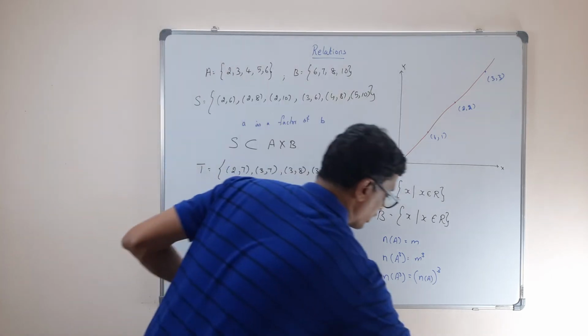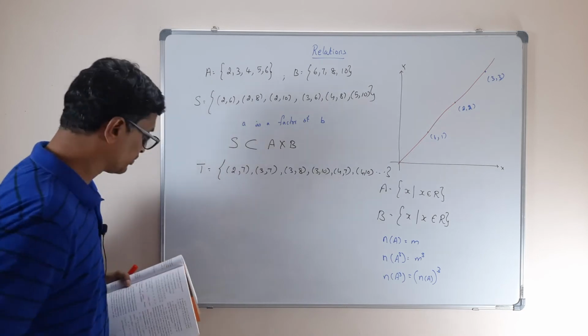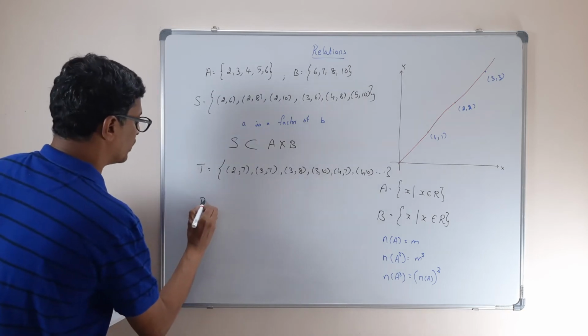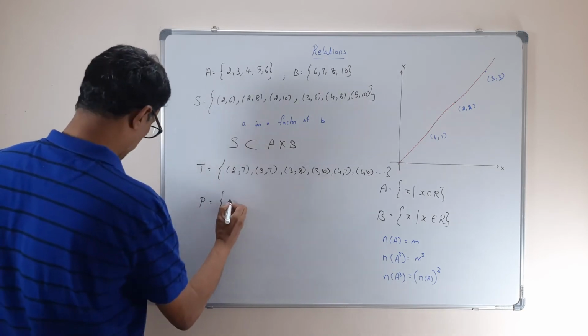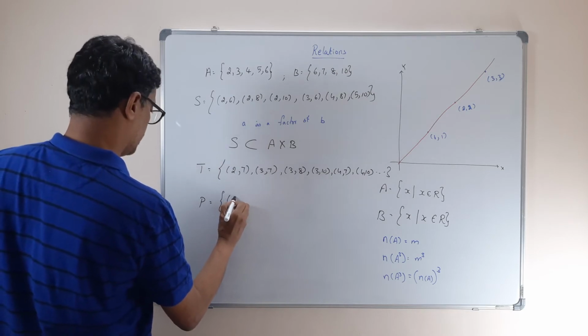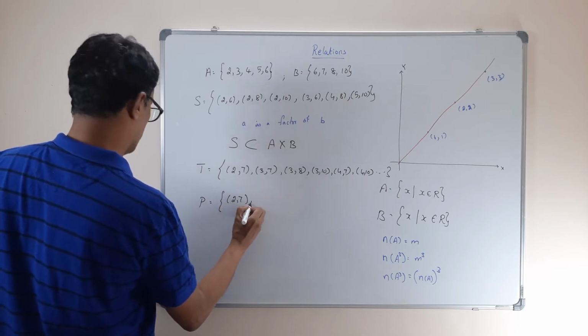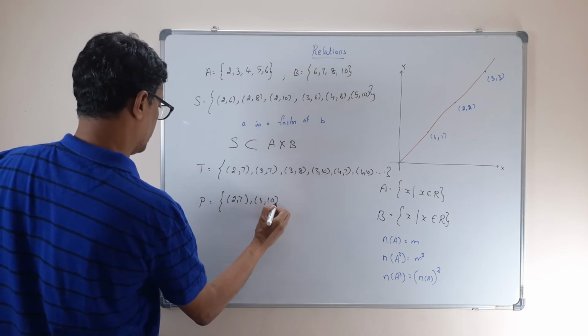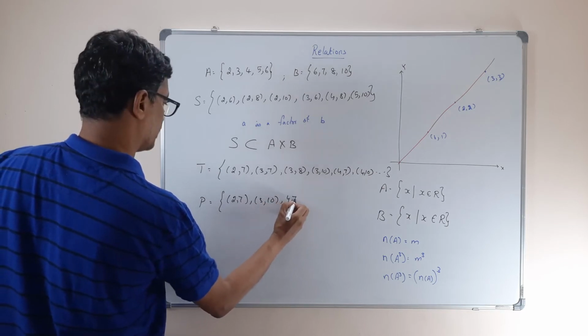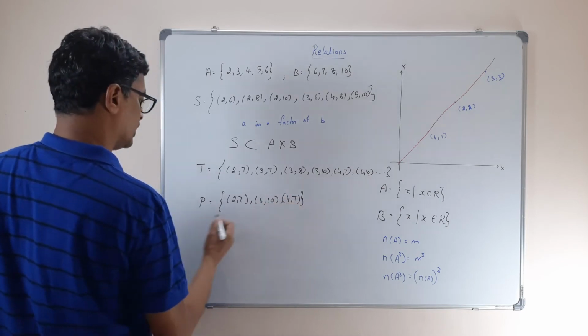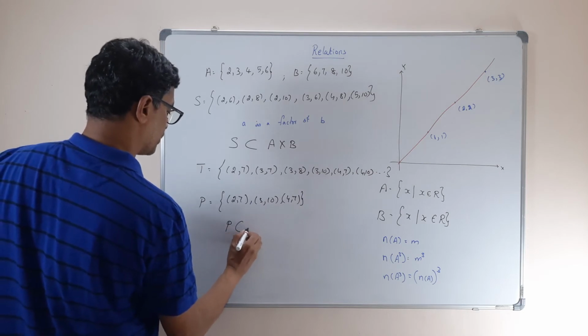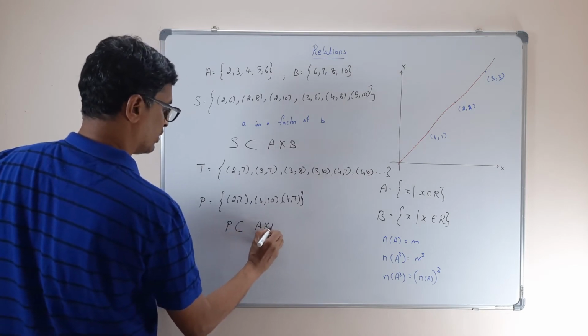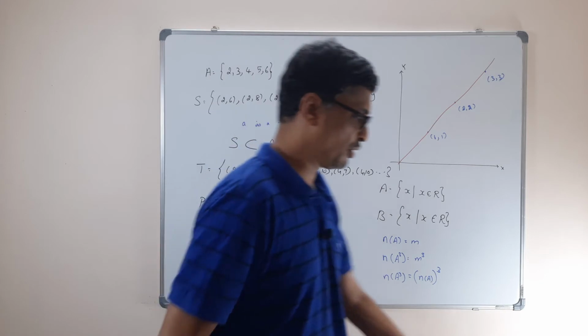R, no, I will not write R. P. Can you tell me what is the relation between this set? (2, 7), (3, 10), (4, 7). So this P is a subset of A cross B. Can you tell me how I got this?